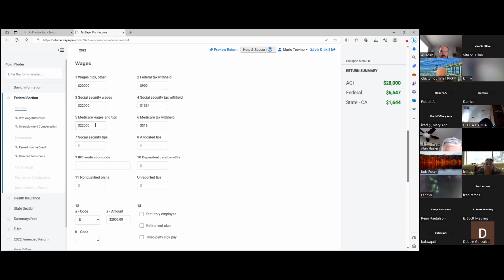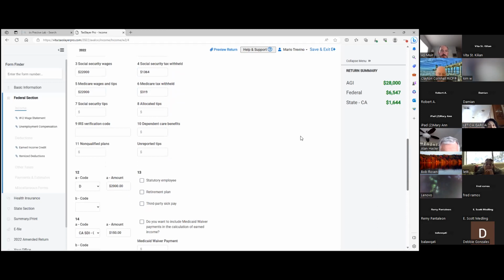But again, we have deferred compensation, federal tax withheld. And let's say, for example, on the Social Security tax withheld, instead of 1364, it was 1363. So all you do is make your change and the software will accept it. And then again, sometimes you have a taxpayer who doesn't pay into Social Security. They've got their own plan, but they will pay into Medicare.